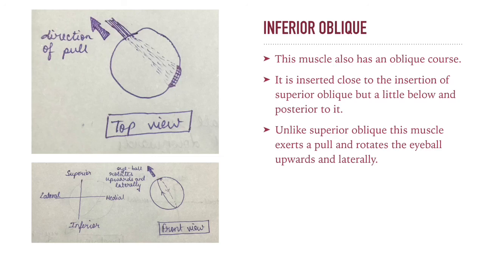The last muscle, the inferior oblique. This muscle also has an oblique course. It is inserted close to the insertion of the superior oblique but a little below and posterior to it. The first figure shows how it is attached slightly obliquely below the eyeball. Unlike the superior oblique, this muscle exerts a pull, and as is evident from the first figure, the direction of pull is shown by the arrow, which acts like a tangent, and the circle is drawn in the second figure, and here the eyeball rotates upwards and laterally.